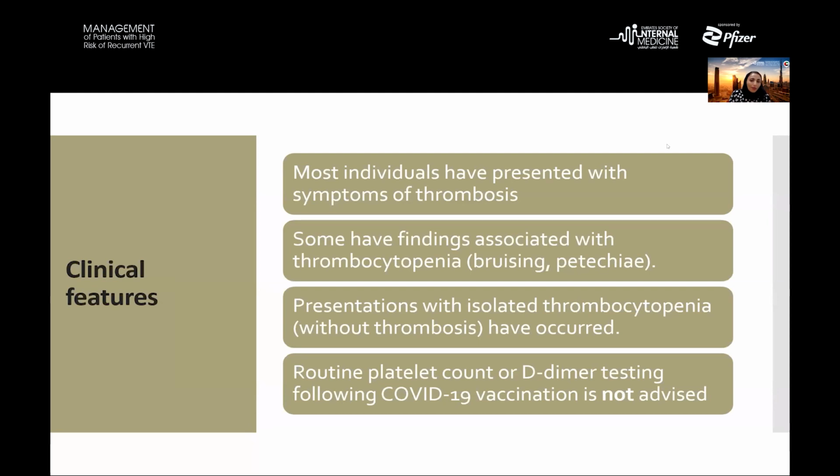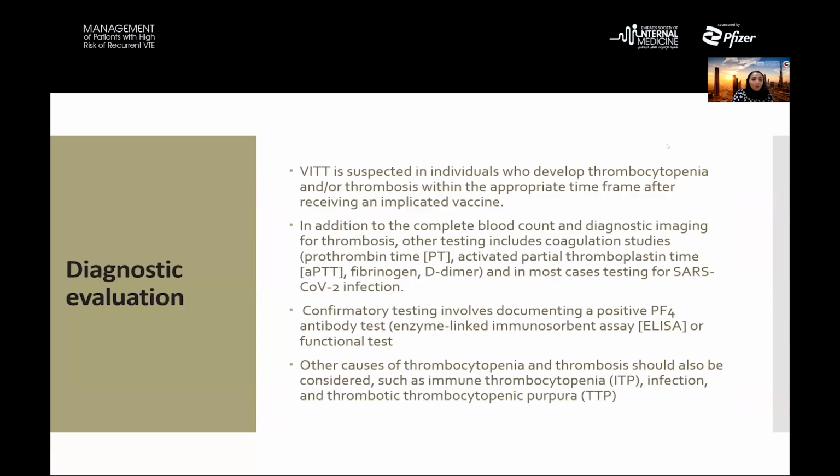Most individuals present with symptoms of thrombosis. Among the patients who had the disease, they came with cerebral venous thrombosis, they had pulmonary embolism, so it mainly presented with venous thrombosis. Some presented with symptoms of thrombocytopenia, which is bleeding and petechiae. What they recommend is that we test only if the patient presented with symptoms. Routine platelet count testing or D-dimer testing following vaccination is not advised. And as I mentioned, we can confirm the diagnosis by documenting a positive PF4 antibody test, the same test that we use for HIT, for heparin-induced thrombocytopenia. And you have to make sure that you rule out other causes of low platelets and thrombosis.